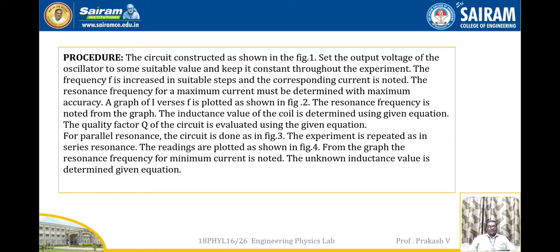Procedure. The circuit is constructed as shown in figure 1, which will be shown in the next slide. Set the output voltage of the oscillator to some suitable value and keep it constant throughout the experiment. The frequency f is increased in suitable steps and the corresponding current is recorded. The resonance frequency for maximum current must be determined with maximum accuracy.